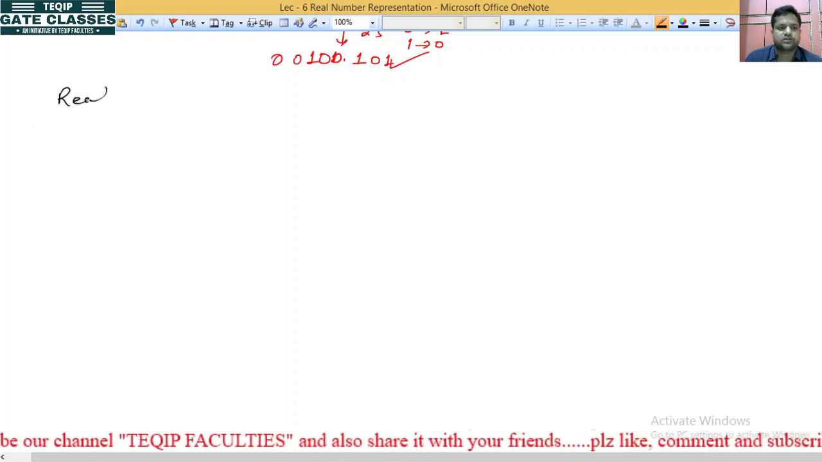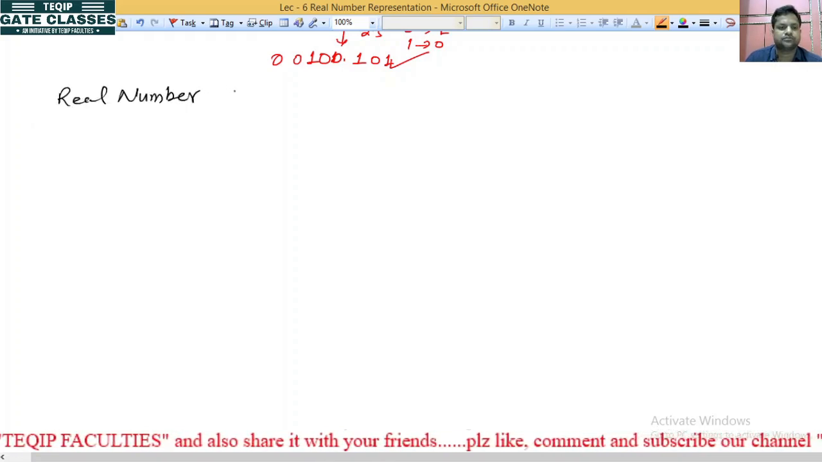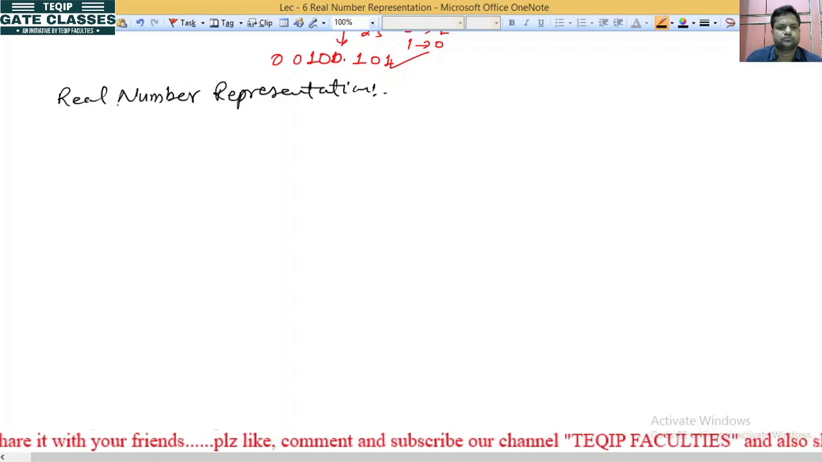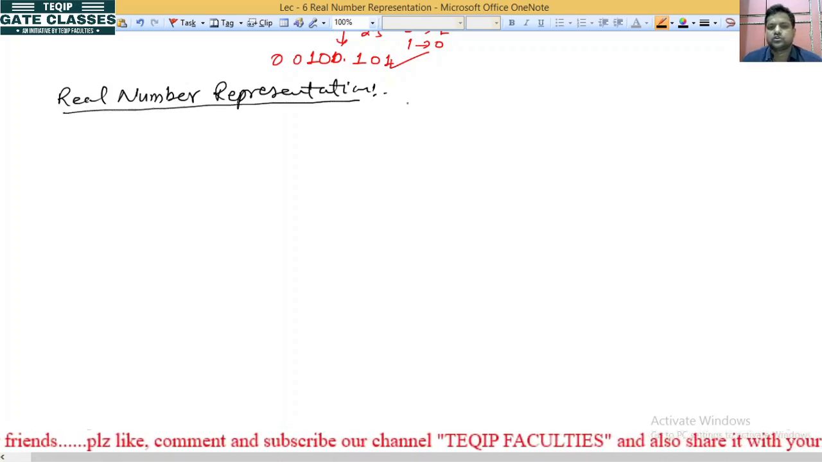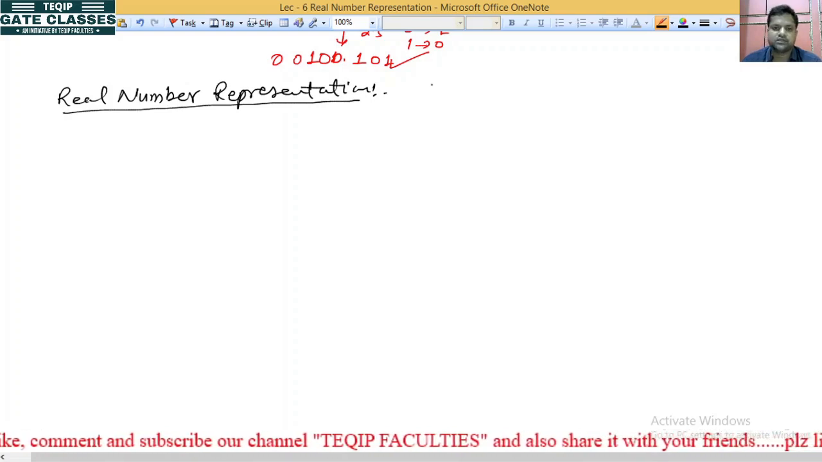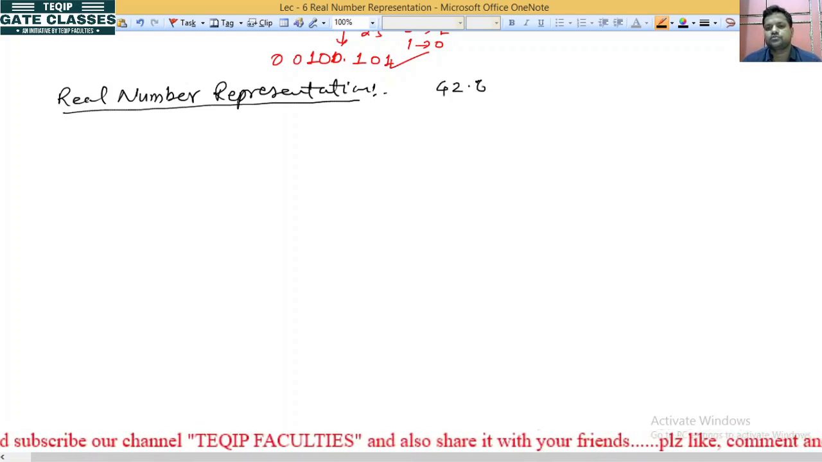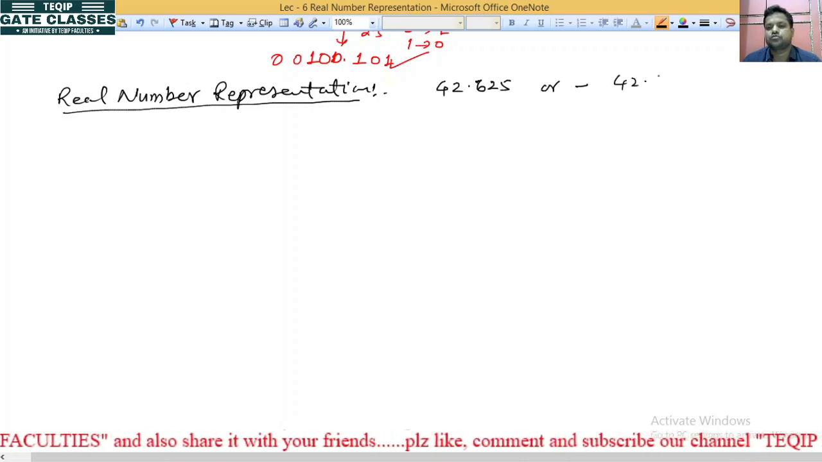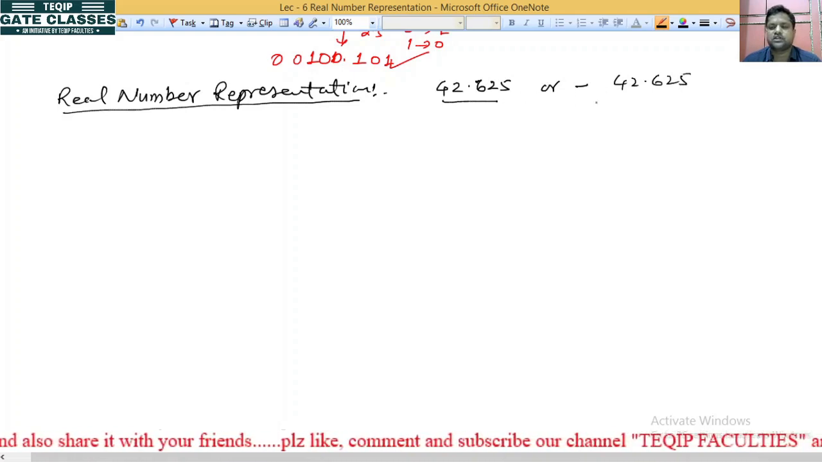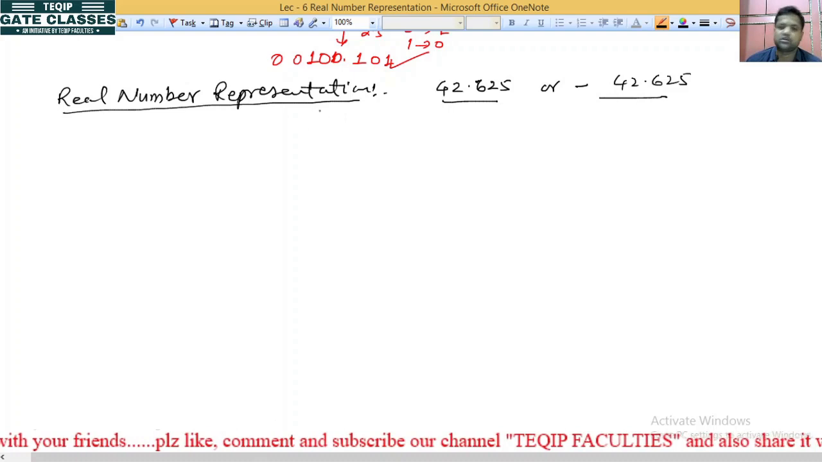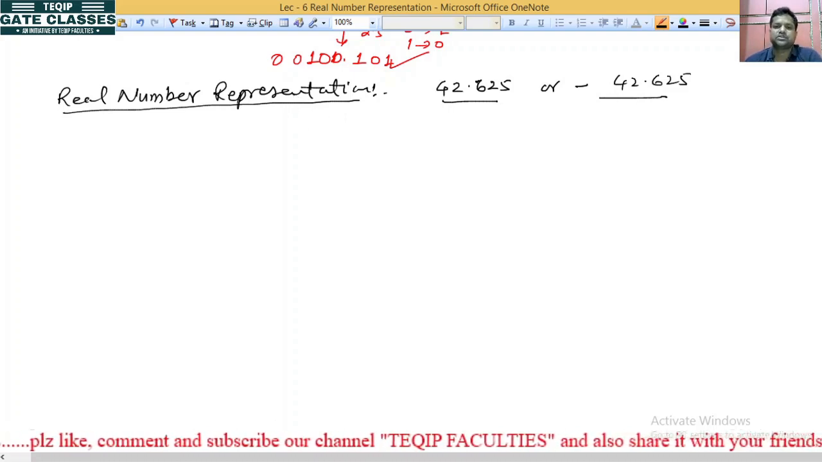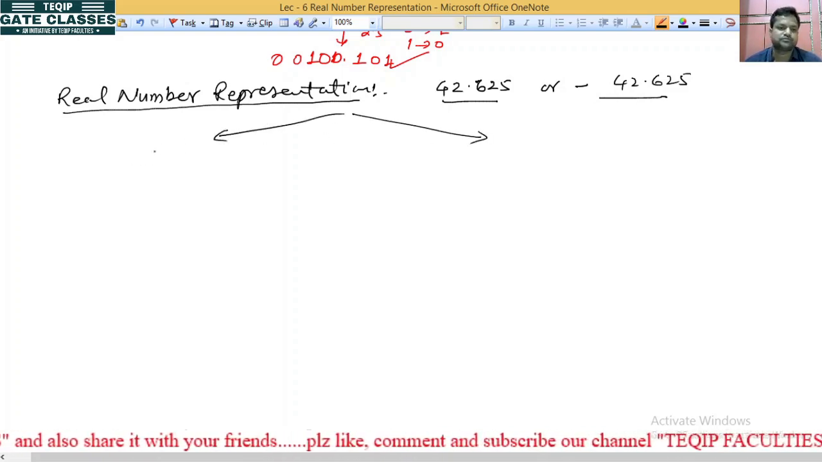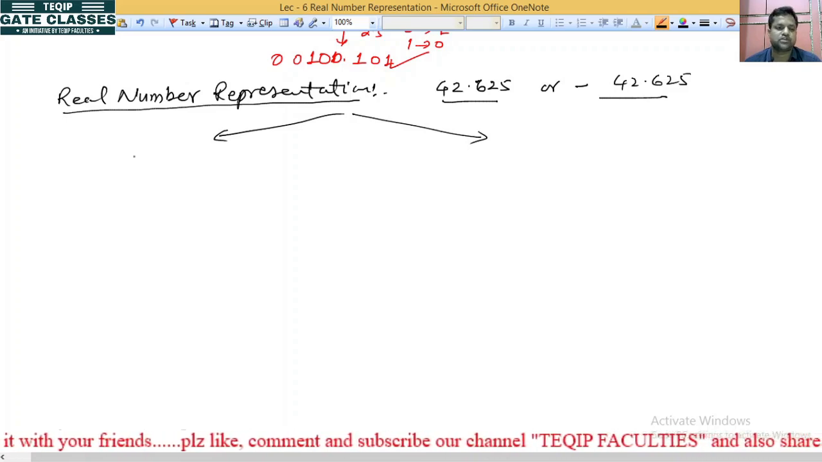So the next concept is real number representation. Whether the real number is unsigned like 42.625 or signed like minus 42.625, for both we will study the representation, how we represent it in a computer. So representation of a real number can be done in two ways.